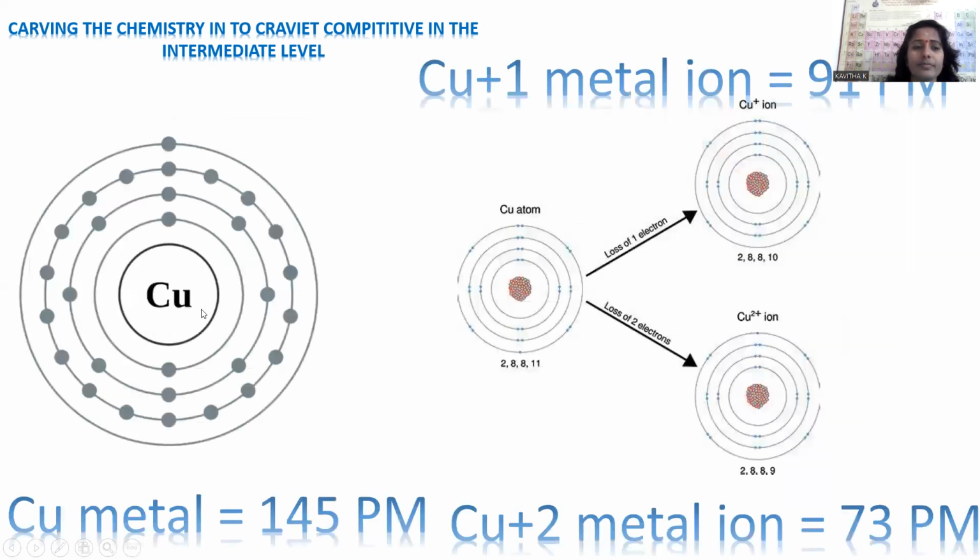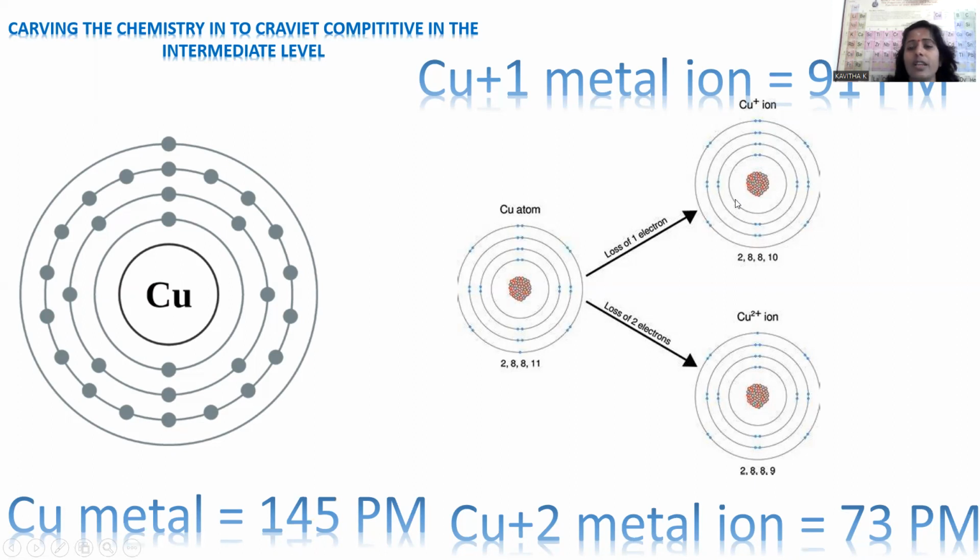Let's see. This is about the neutral copper. Whenever copper loses one electron, you get copper plus 1. By losing 2 electrons, copper plus 2 will be generated, right? So metallic copper has this kind of neutral nature, where the radius is assigned as 145 picometers, right?